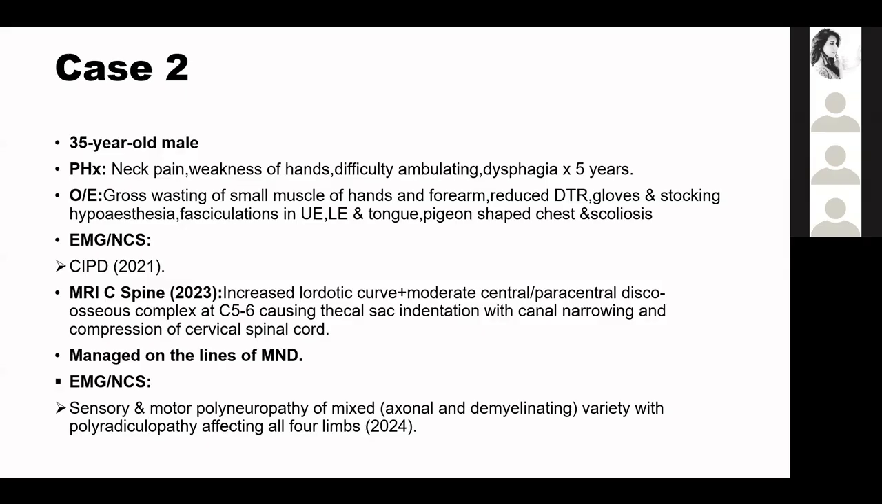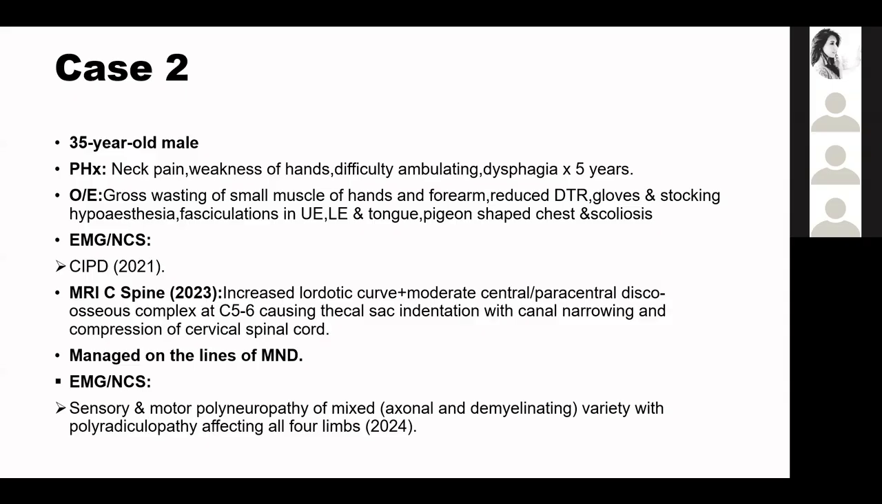This is a case of a 35-year-old male. He presented with a history of neck pain, weakness of hands, difficulty ambulating, and dysphagia for the last 5 years. His initial exam showed a gross weakness of small muscles of hand and forearm. The upper arm bulk was normal. His deep tendon reflexes were reduced, and he had glove and stocking hypoesthesias along with fasciculations in the upper and lower limbs and tongue, and he had a pigeon-shaped chest and scoliosis.